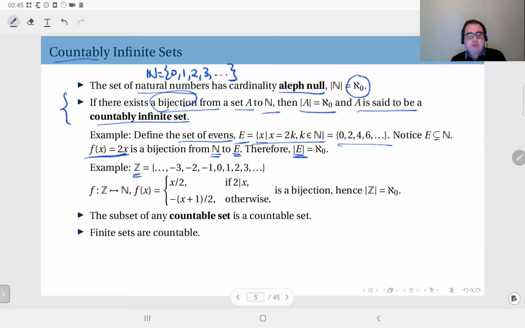Another example is the set of integers. Now, in fact, this set is a superset of the set of naturals. So it includes the set of naturals. So it looks like it's a bigger set, but let's see whether it is bigger or not. Now define this function from the set of integers to the set of naturals. If the integer is an even number, divide by 2, so 0 maps to 0, 2 maps to 1, 4 maps to 2, 6 maps to 3, etc.